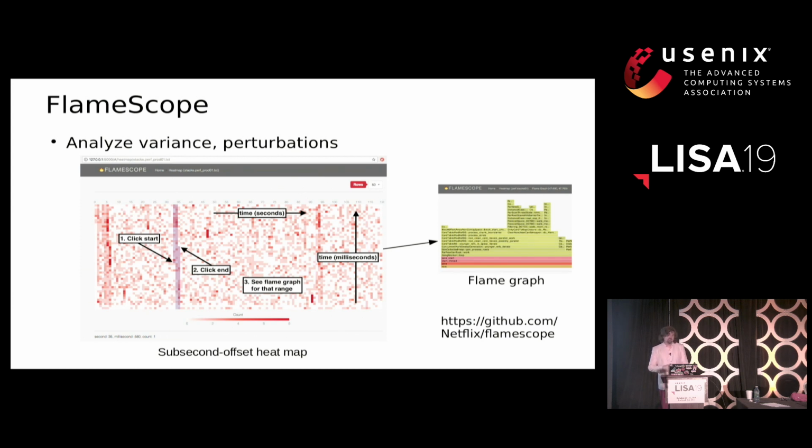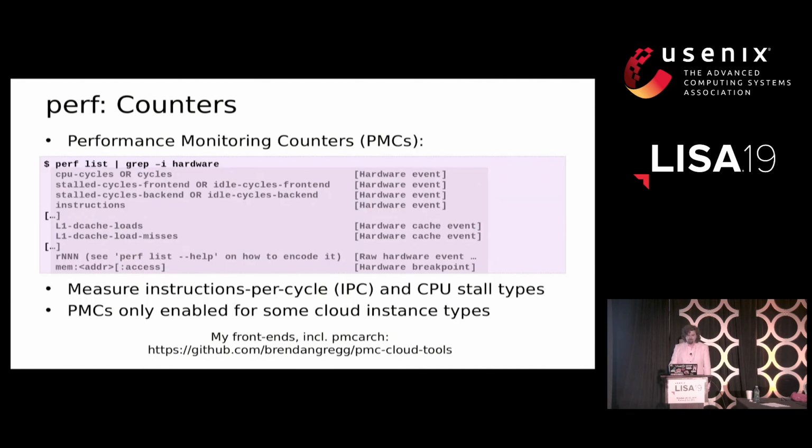At Netflix, we've also published Flamescope, which is a performance analysis tool that uses the Perf script output and shows a sub-second offset heat map where each column is 1 second, and you can quickly see variance and perturbations, highlight it, and then you get a flame graph to explain it. And so we're using this internally at Netflix as well. We've open sourced it as well.